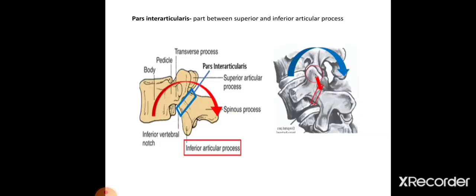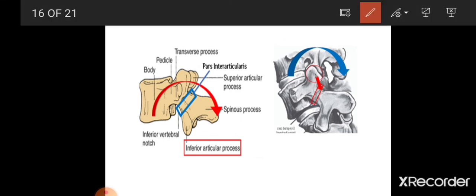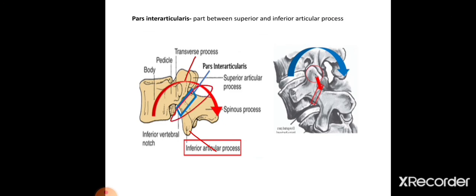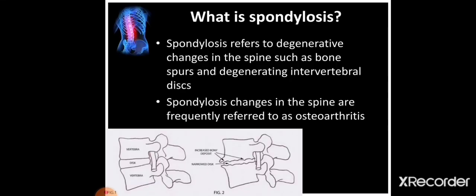Then there is a term known as pars interarticularis. It is a part of the vertebra which is between the superior and the inferior articular process. So this is the superior articular process, this is the inferior articular process. The area between them is known as pars interarticularis.